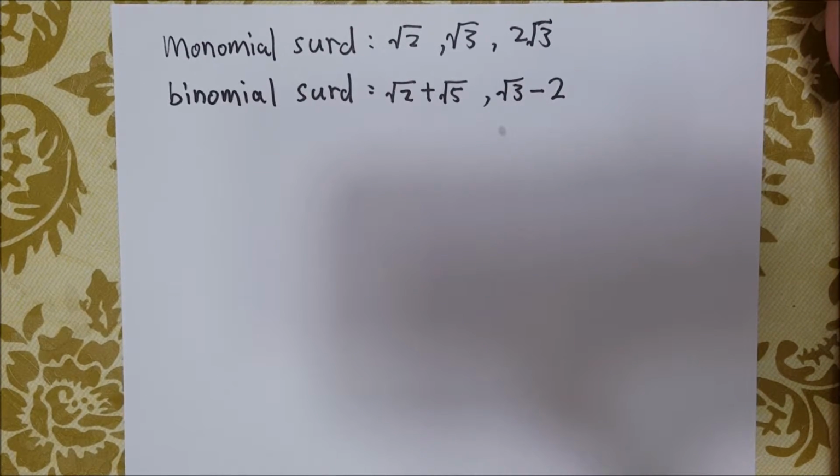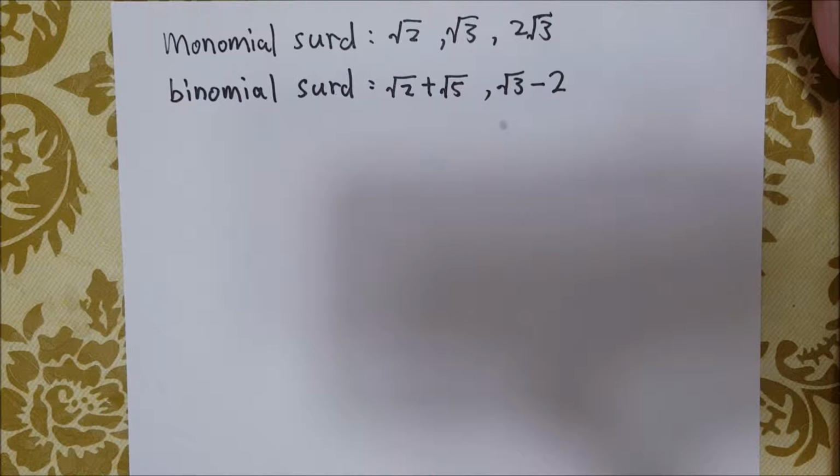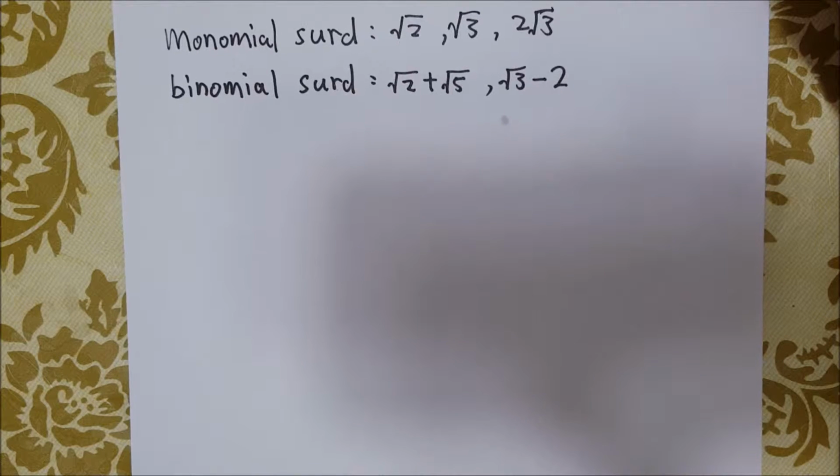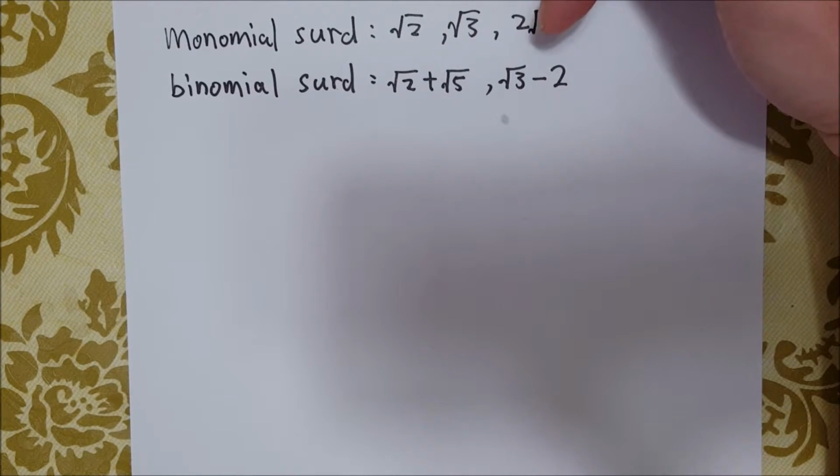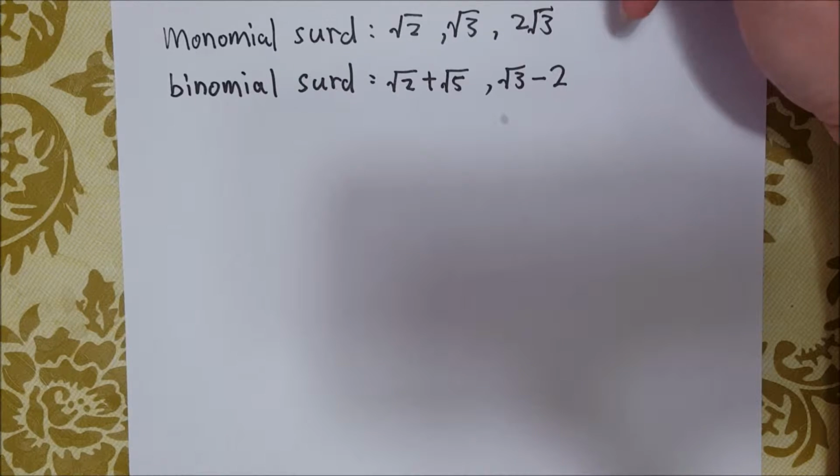Now, I would like to introduce you to two terms of surds: a monomial surd and a binomial surd. A monomial surd is one which consists of a single term, such as root 2, root 3, and 2 root 5. A binomial surd is the sum or difference of two monomial surds, or a monomial surd and a rational number. For example, root 2 plus root 5 and root 3 minus 2.